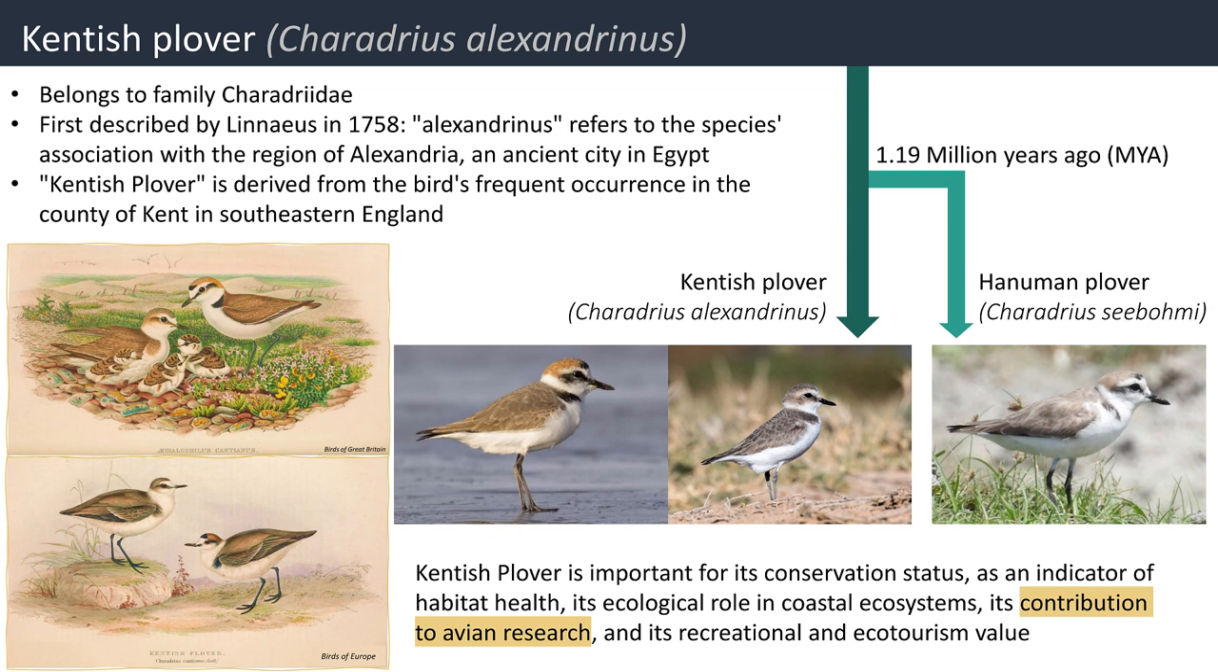When we come to our research, we discovered that the Hanuman Plover, previously known as a subspecies of the bigger Kentish plover complex, diverged from its ancestral lineage more than 1.19 million years ago, and now acts as a separate lineage. Why is the whole big Kentish plover complex important to us? It's because it acts as an indicator of the habitats and ecosystems they live in, as well as of conservation status, and especially because of its contribution to avian research.